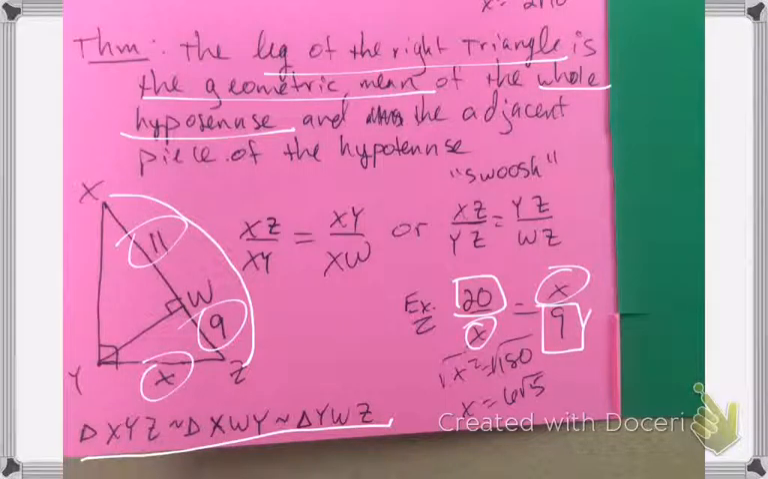Okay? Then you cross multiply and solve. x times x is x squared. 20 times 9 is 180. Square root both sides, and you get 6 square root of 5. Okay? So the leg is 6 square root of 5. But it works that way if we're going to try to write this for a leg. All right? All right. Let's try a couple.